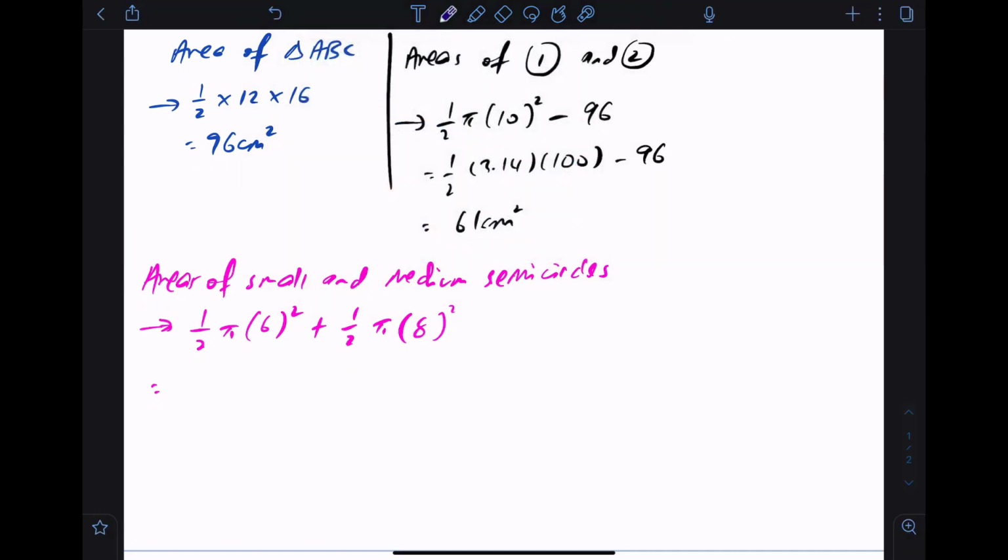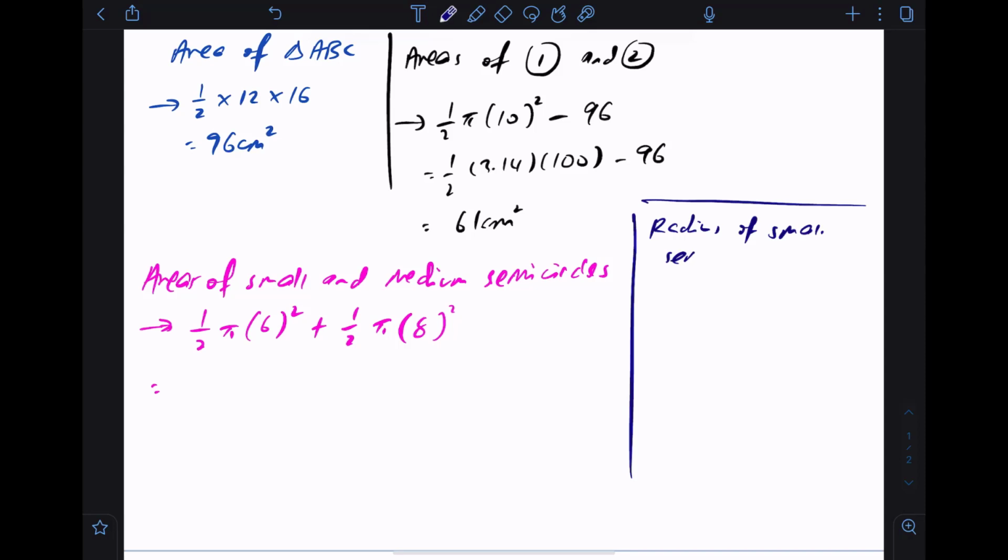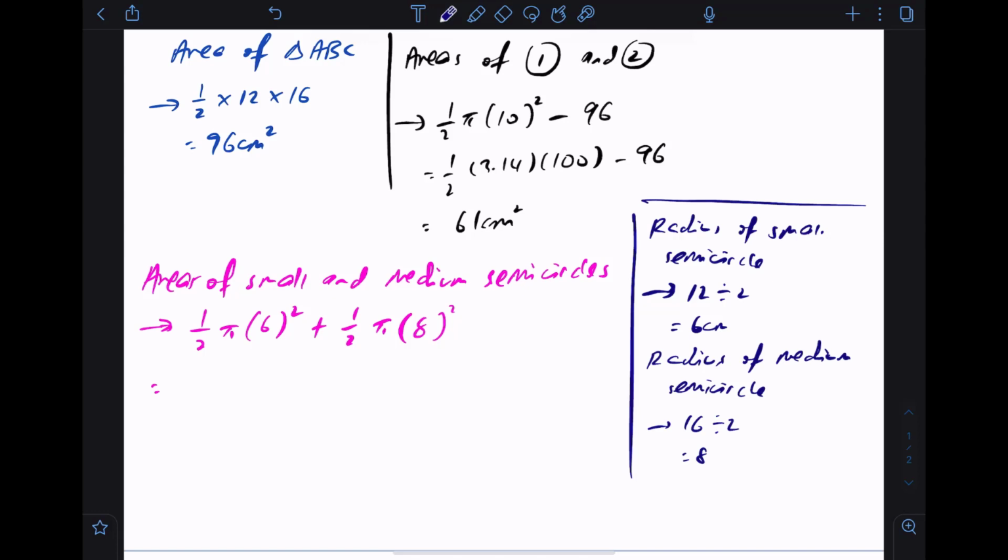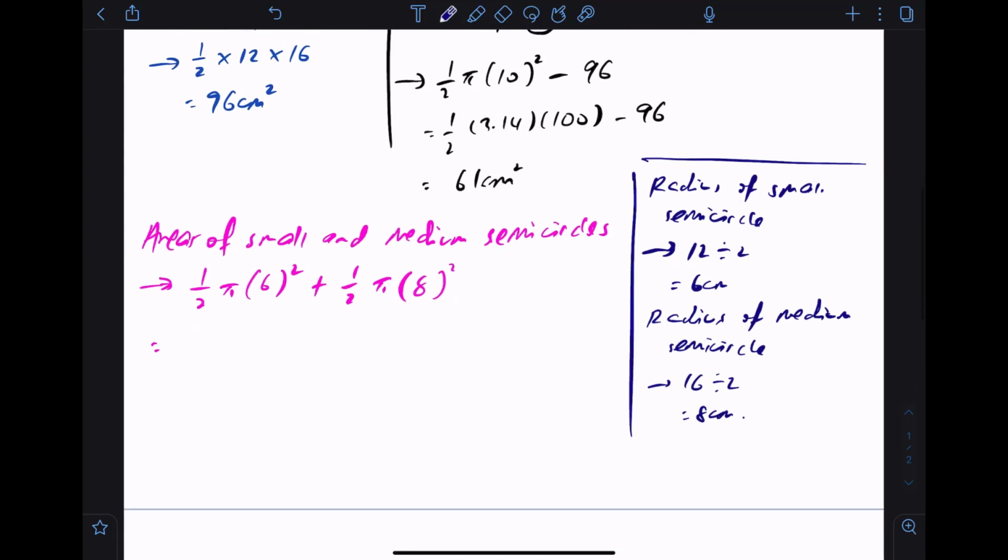So again, at the side, it's good to show your working. Radius of small semicircle. Okay, this is just a simple division. So that one we just take 12 divided by 2. For that, you get 6 cm. All right, and then you can also find radius of medium semicircle. Now for that, you just take 16 divided by 2, 8 cm.